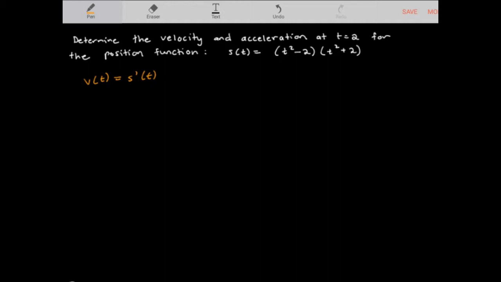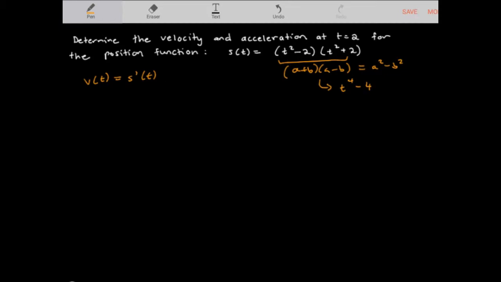So in this case, we can look at the derivative one of two ways. Because this looks like (a plus b) times (a minus b), it would be a lot easier to expand this out in the template of a squared minus b squared. If we expand it out in that format, you get t to the power 4 minus 4. Now, I want to utilize the product rule just to practice some of these differentiation rules.